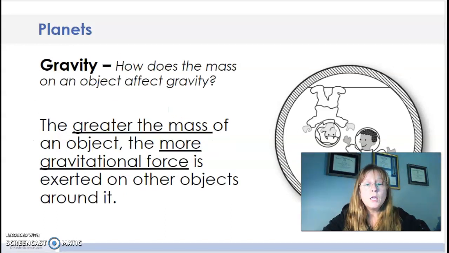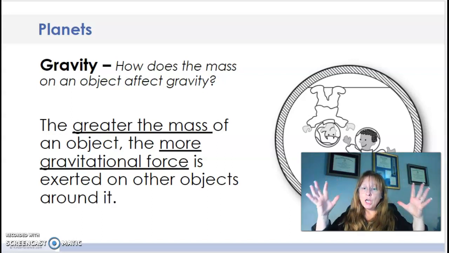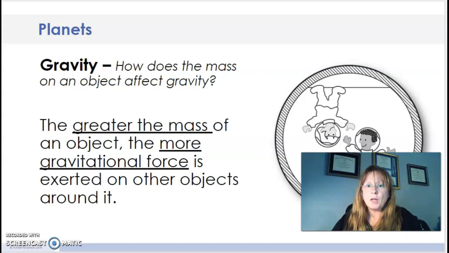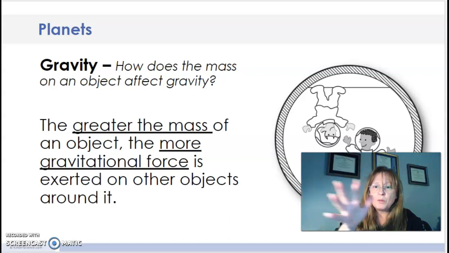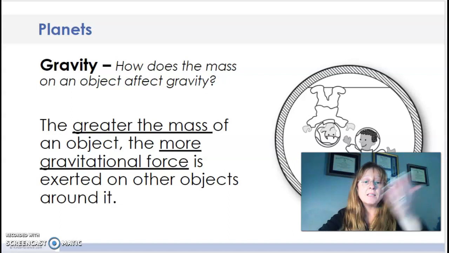So moving right along, like I said, the greater the mass of an object, the more gravitational force is exerted on other objects around it. So think about our sun being the biggest celestial body. It has the greatest mass, so all of the planets are pulled towards it. That's the gravitational force. And that is also why the moon revolves around the earth, because the earth has more mass than the moon.